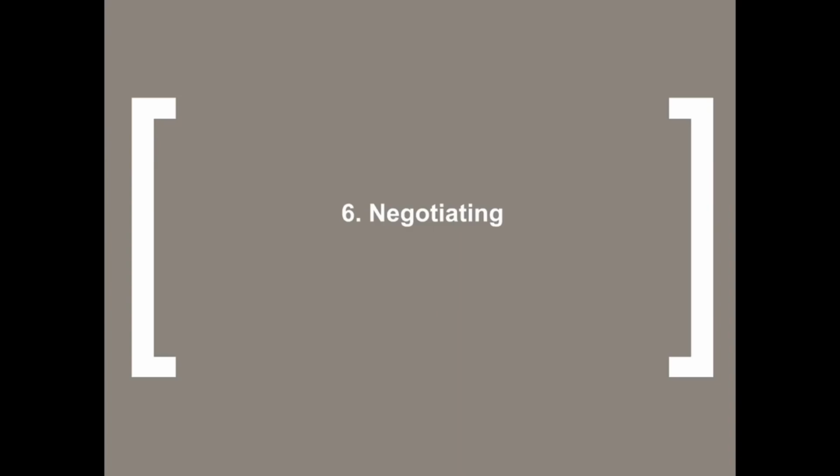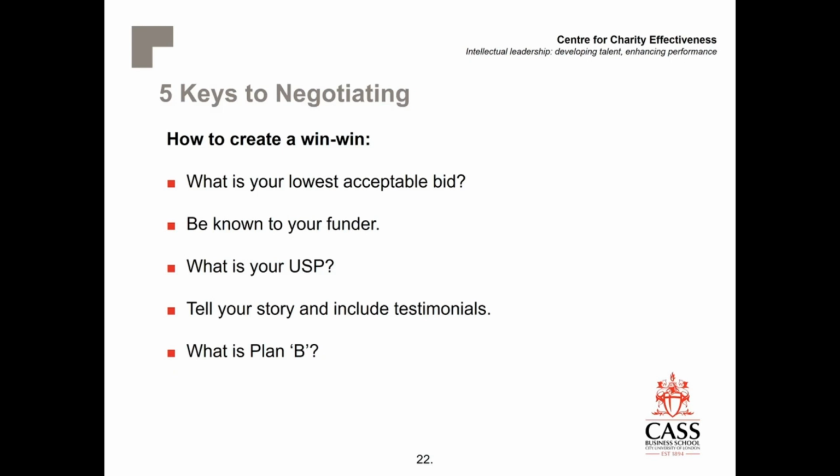I'm just going to have 2 seconds to touch on negotiation, and it's a critical part of cost recovery, because once you've seen how much something costs, you've got to go and negotiate with your funder or donor. Create the win-win, understand how much it's really going to cost you, and be transparent and also be open about any subsidy. And then you will know your lowest acceptable bid. Be known to your funder, work up and have a communication, work very closely with them, understand your USP.